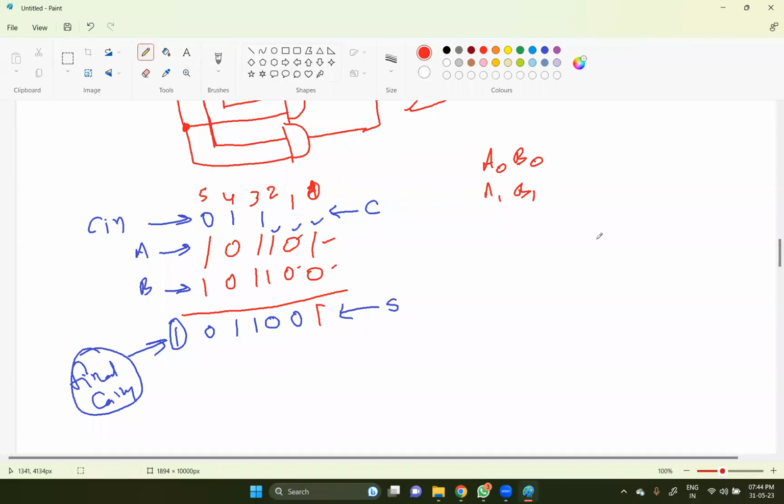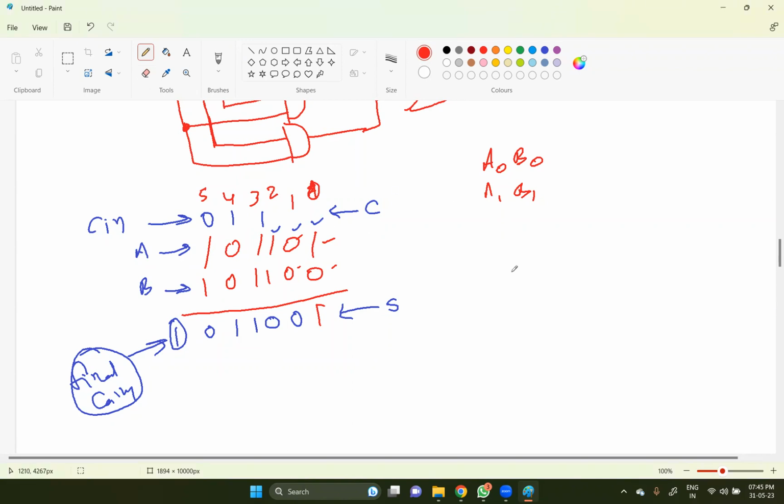Okay. So these things will be mentioned: the first bit will be A0, B0, the second bit will be A1, B1, and so on and so forth. How many bits are there with you? You can subscript those particular values there. Then how could you construct?